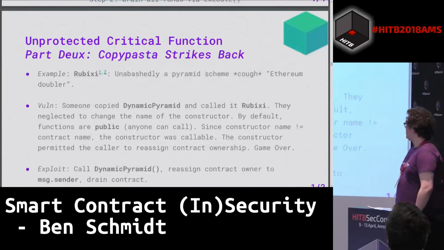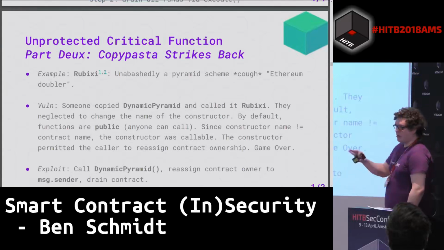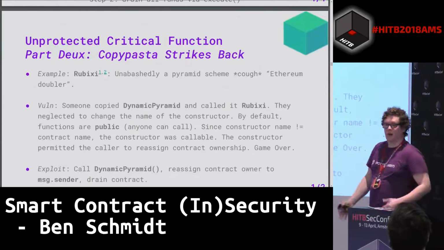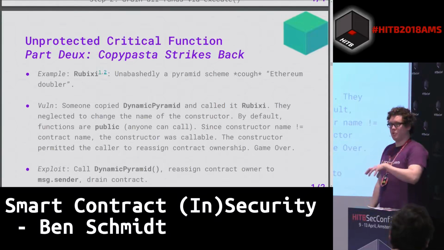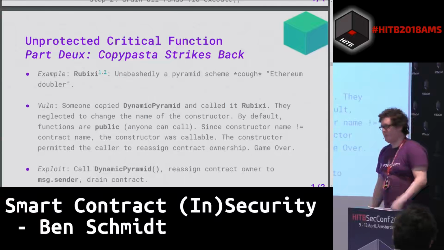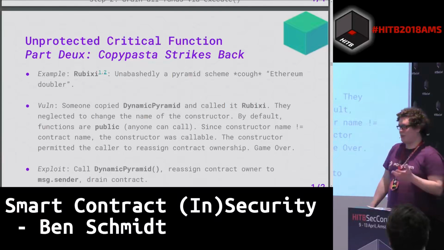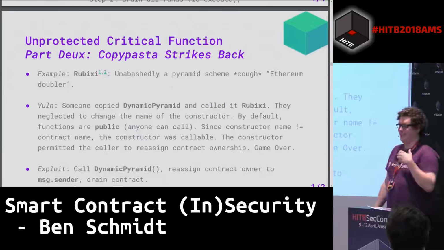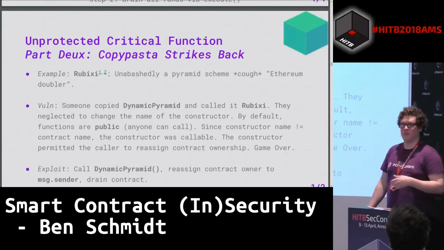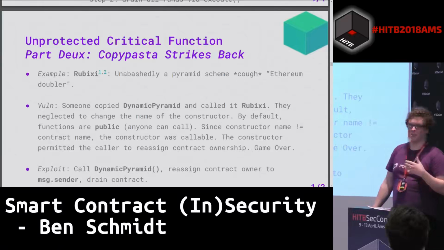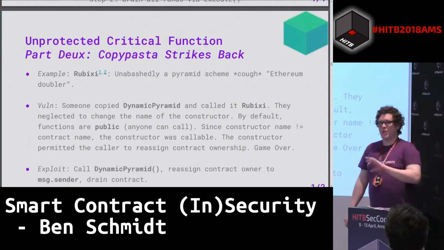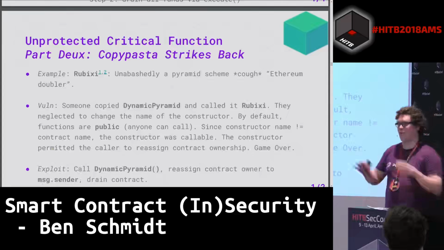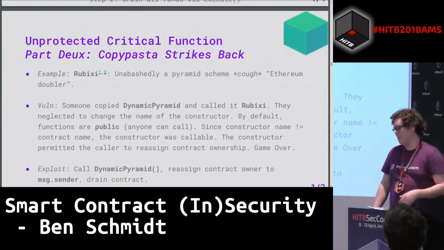But this sort of problem actually happens a lot, where people don't correctly protect their functions. There was one particularly amusing one that was basically a pyramid scheme. They called themselves explicitly a pyramid scheme. They were called Rubixi. Someone really liked this idea and copied their code and renamed it to Dynamic Pyramid and started convincing people on random forums to join their pyramid scheme.